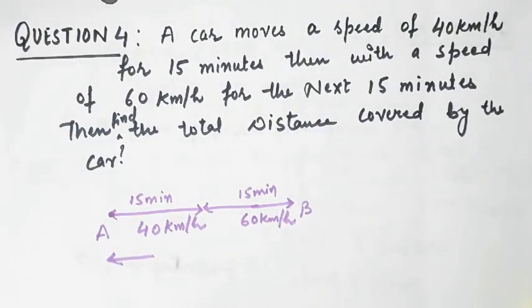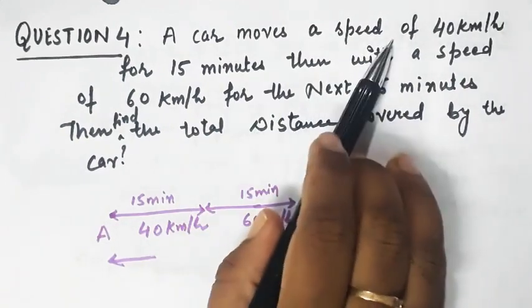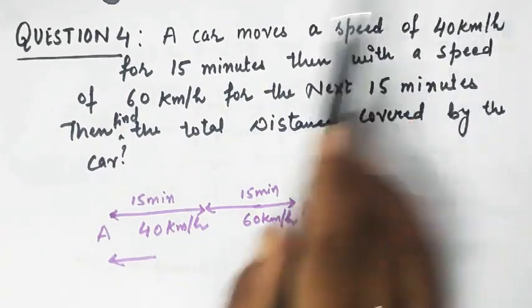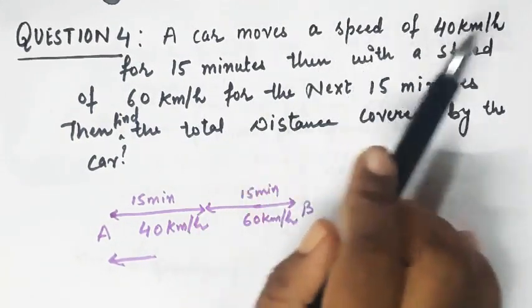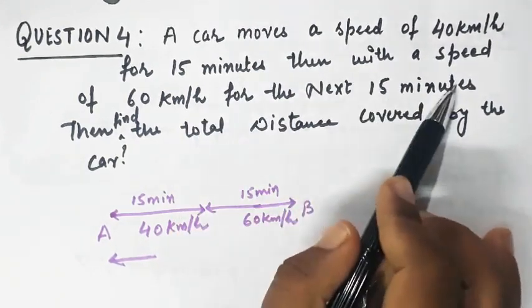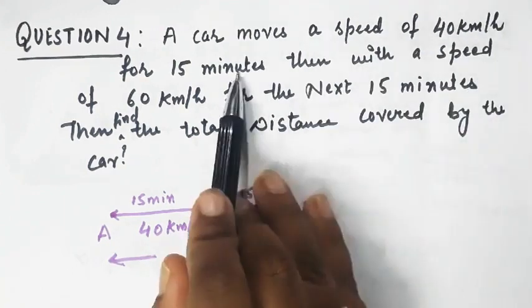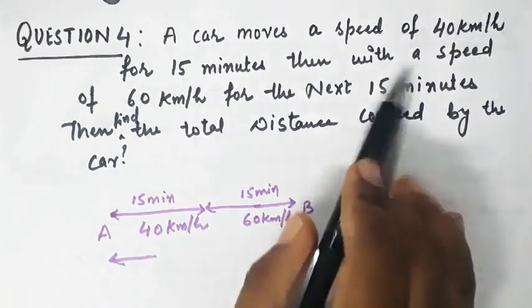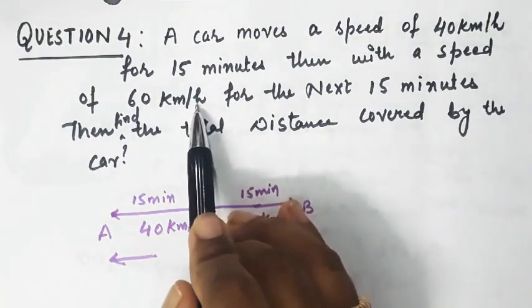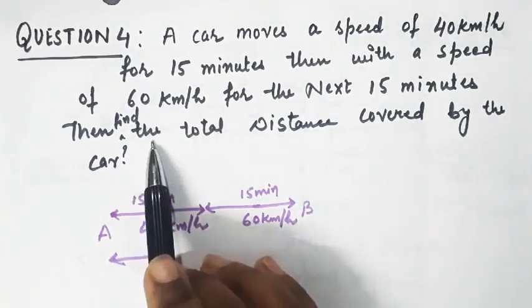So here is the fourth question. It says that a car moves at a speed of 40 km per hour for 15 minutes, then with the speed of 60 km per hour for the next 15 minutes. Means for the first 15 minutes its speed was 40 km per hour. For the next 15 minutes its speed was 60 km per hour. We need to find the total distance covered by the car.